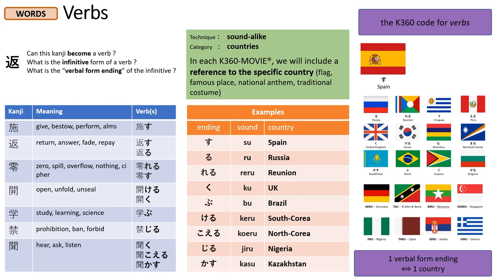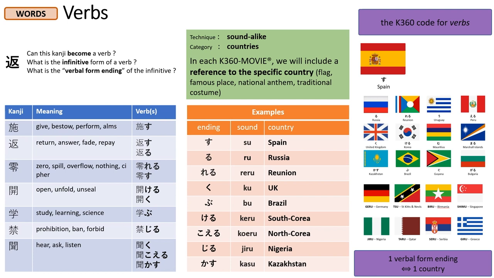A few more examples, and as you can see, those are only personal choices when building my own code initially. I decided to associate Gu to Guyana. It could have been Guatemala, U with Uruguay, but why not Ukraine or Uganda? It's really up to you to adapt. So this is the code, one verbal form ending being associated with one country.